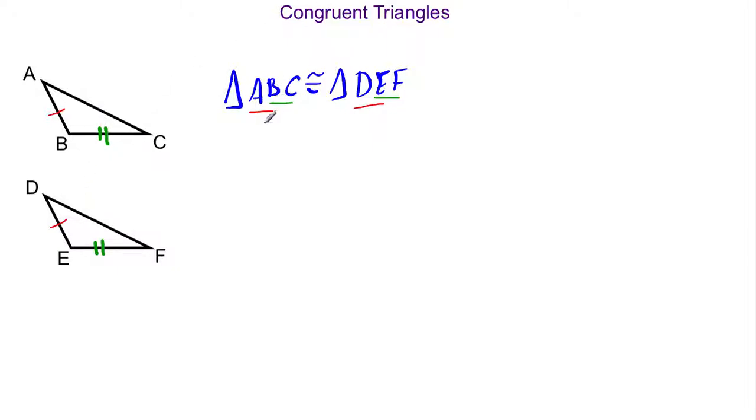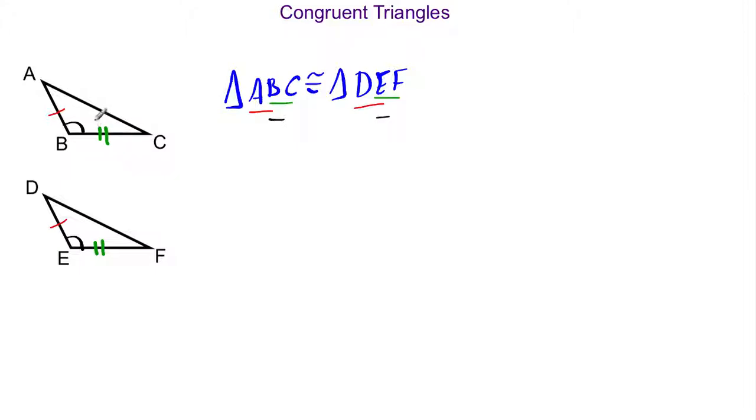I can do the same approach and read this the same way with angles. So I see that the middle angle, or the middle point, is B. The middle point here is E. So this angle E is congruent to angle B, much in the same way that angle A and D are congruent and C and F are congruent.